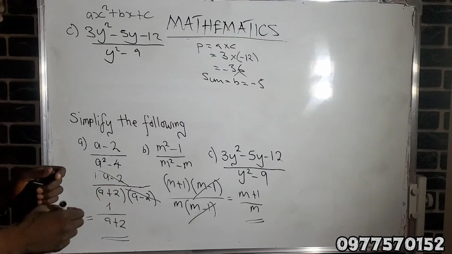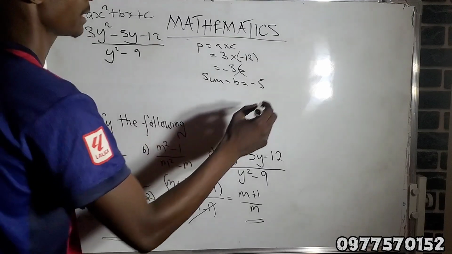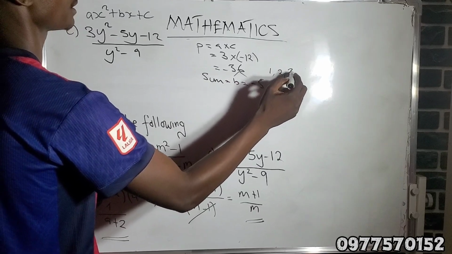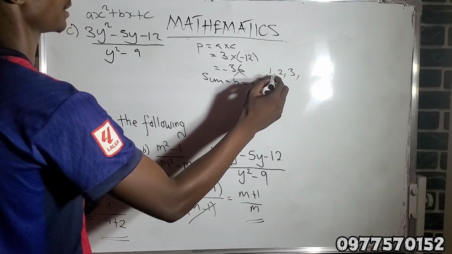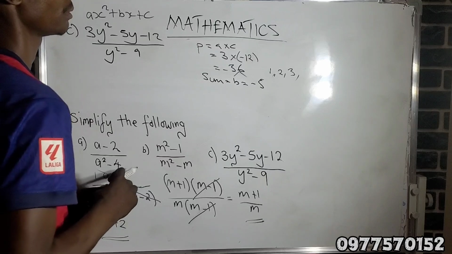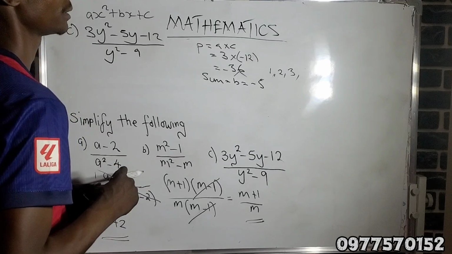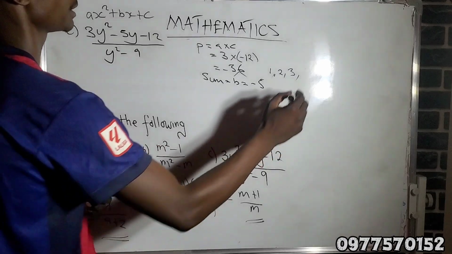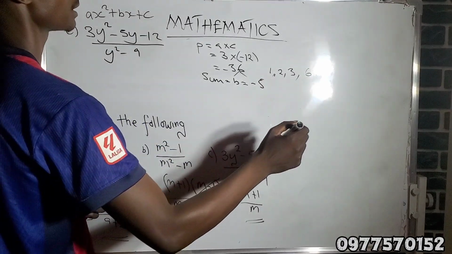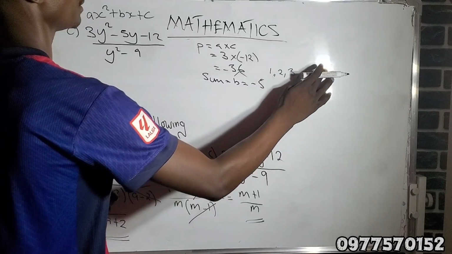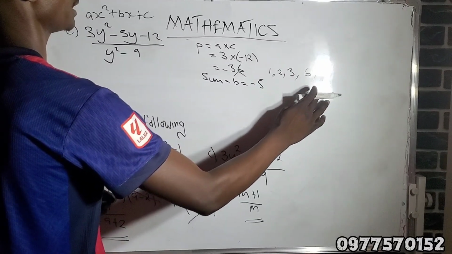Okay, numbers that can go into 36. 1 can go into 36, 2 can go into 36, 3 can go into 36. How about 4? No. 5? No. 6? Yes. 7? No. 8? No. 9? Yes.